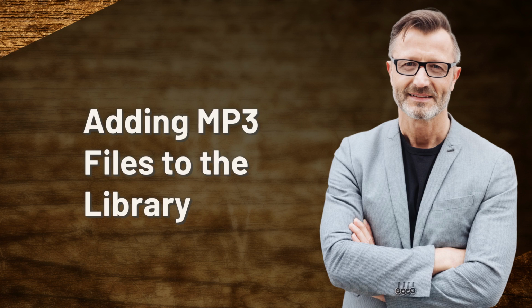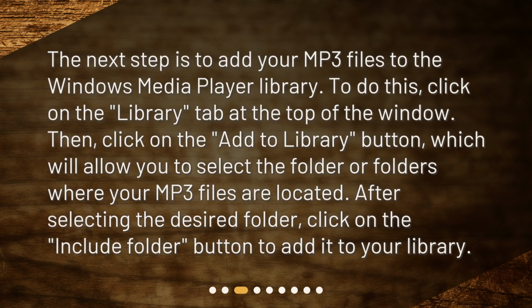Adding MP3 files to the library. The next step is to add your MP3 files to the Windows Media Player library. To do this, click on the Library tab at the top of the window. Then, click on the Add to Library button, which will allow you to select the folder or folders where your MP3 files are located. After selecting the desired folder, click on the Include Folder button to add it to your library.